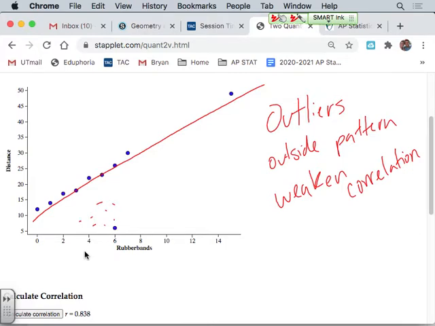Okay, but we're talking about correlation, our strength. So how is strength measured? It's measured with how well your data fits a line. That's all R tells you. It's always going to tell you how well your data fits a line.